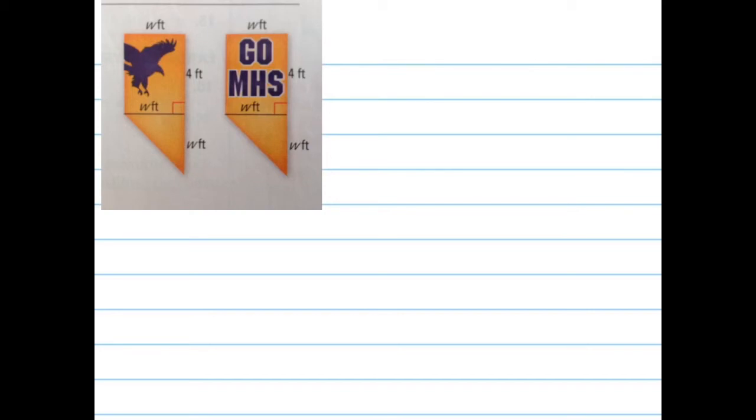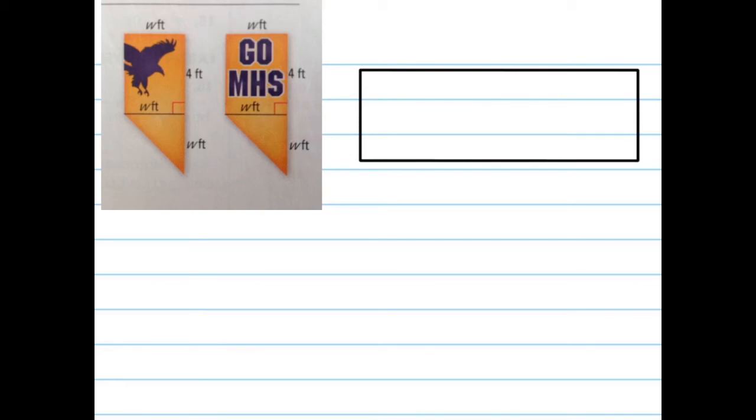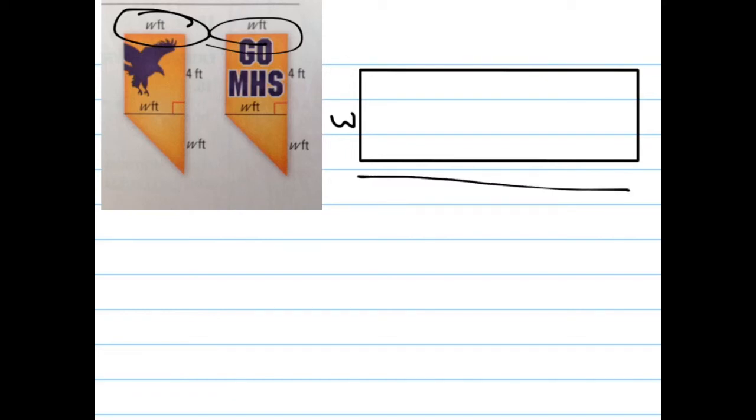Seems complicated, right? Well, if we take and put those two banners together, it forms a rectangle. That rectangle is W units wide. Okay, that's this length here, or this length here. What's the total length across the side? It's a little tough to picture.